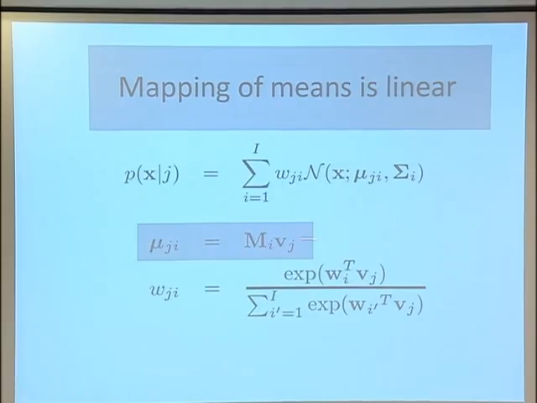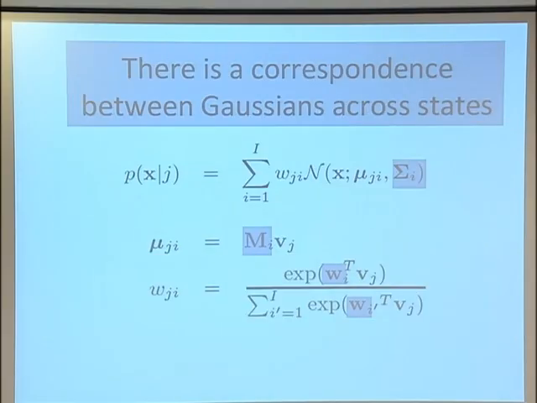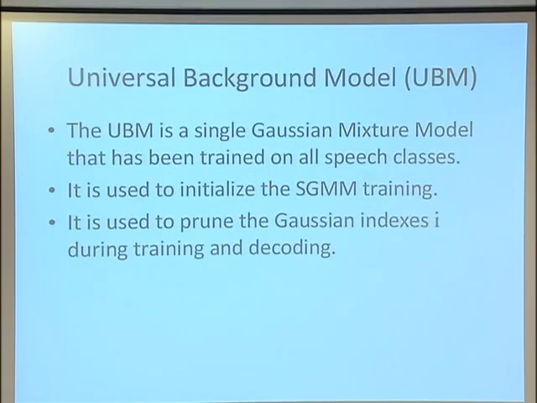Now, there's this linear mapping from the state-specific parameters to the means, and the mapping of the weights is kind of linear in log space with renormalization. So you can kind of view it as linear in a kind of meaningful space. As we mentioned, there's a correspondence between the Gaussians between states. So Gaussian 1 is always Gaussian 1. It's not completely arbitrary.